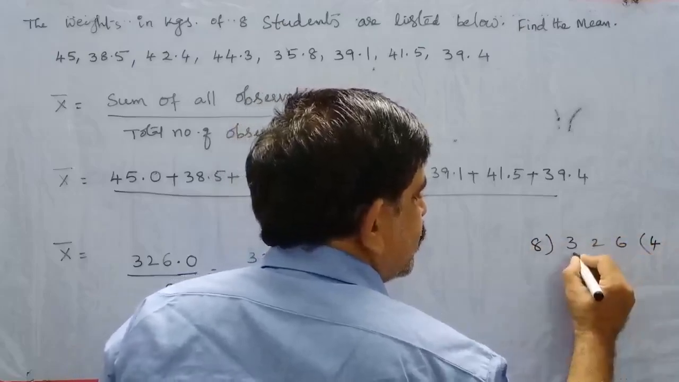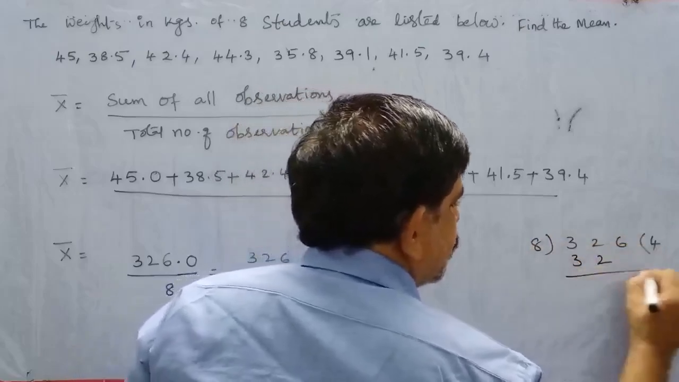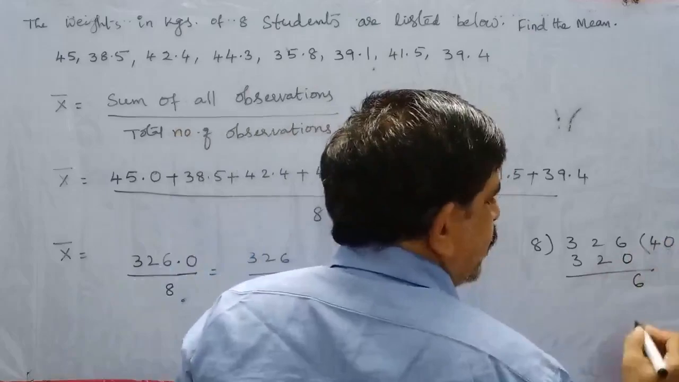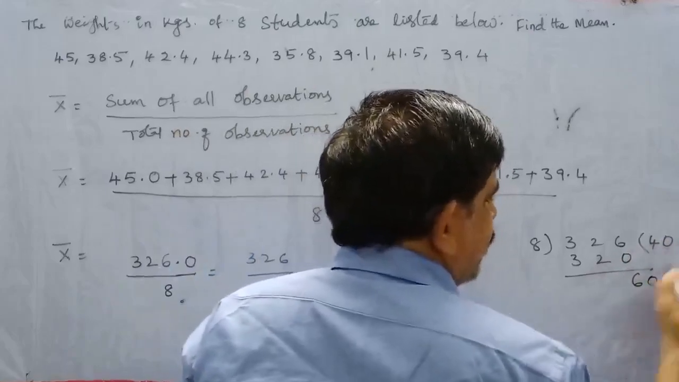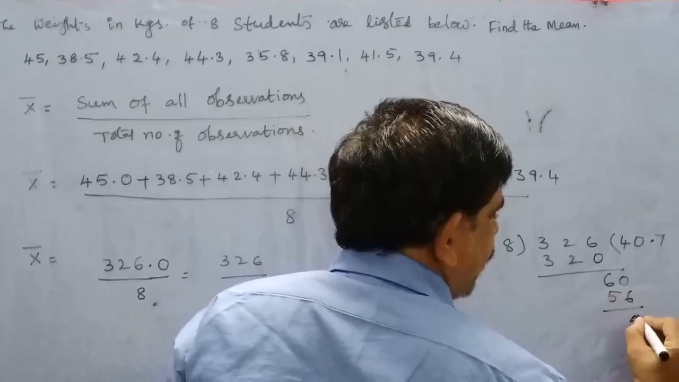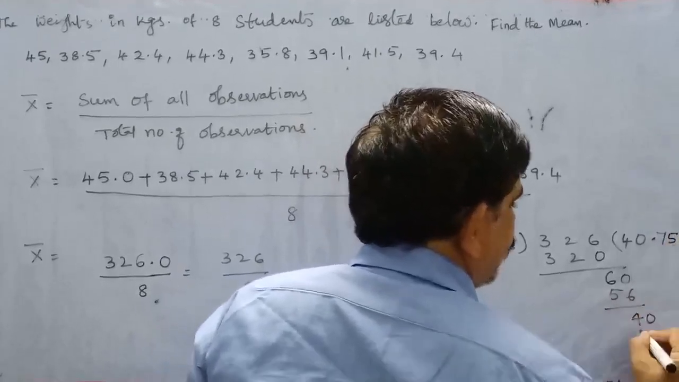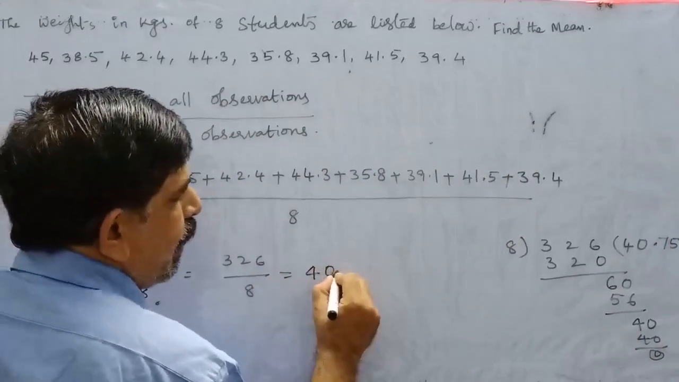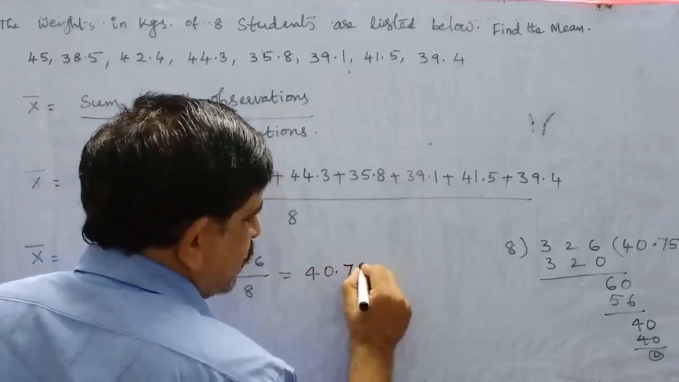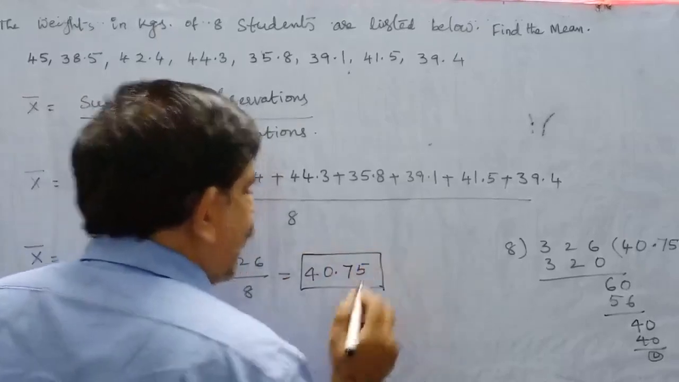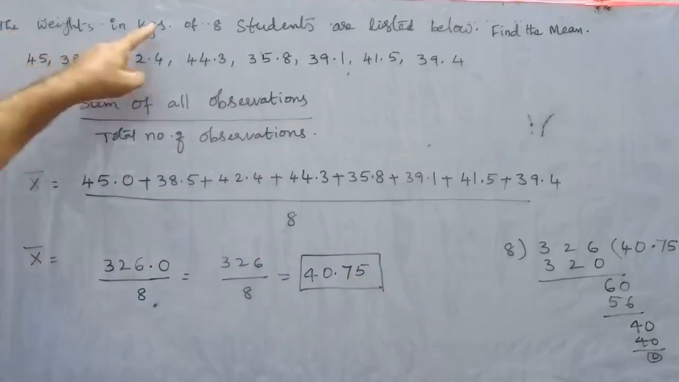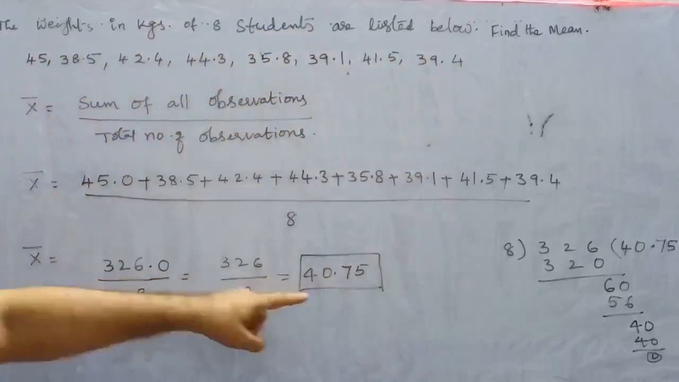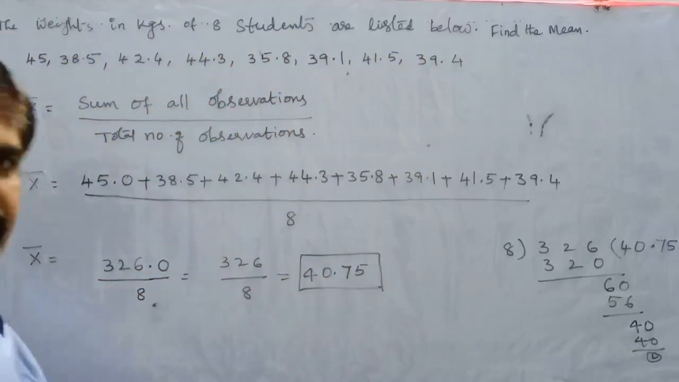Now 326 divided by 8. 8 4s are 32. 0 here, 0, 326 remainder. Point 0. 8 7s are 56. 4 remainder 0. 8 5s are 40. Now 40 point how much? 75. So this is the mean of the observations. So the weights of 8 students are listed below. Find the mean. So the average weight of each student is 40.75. Okay, understood children?